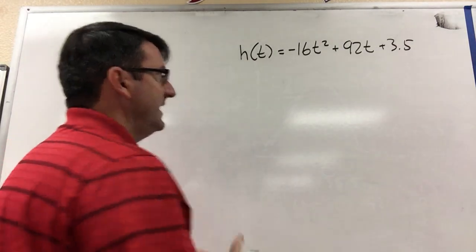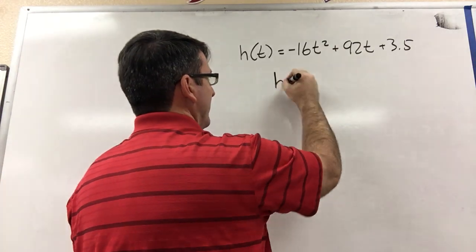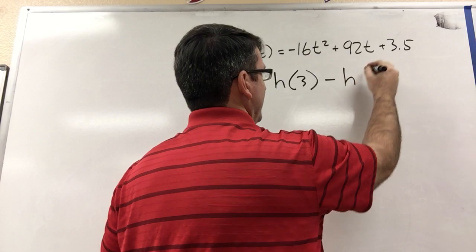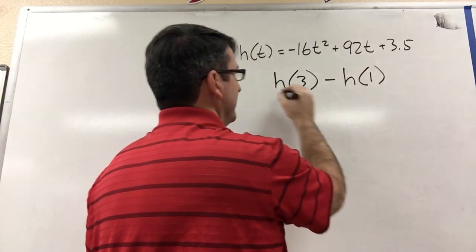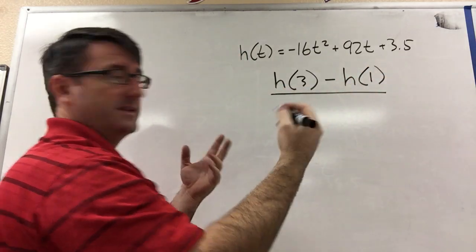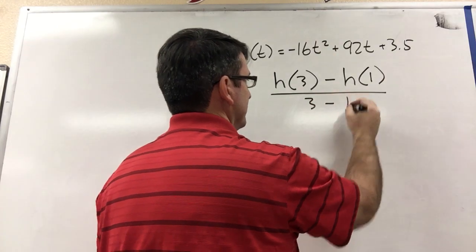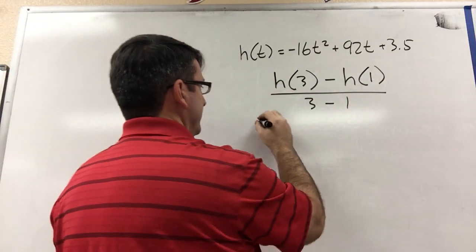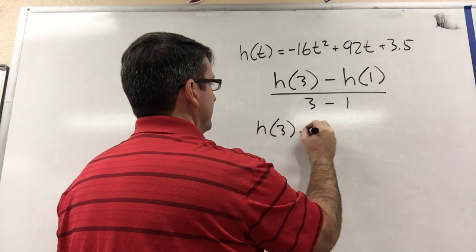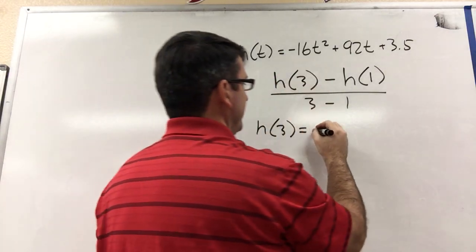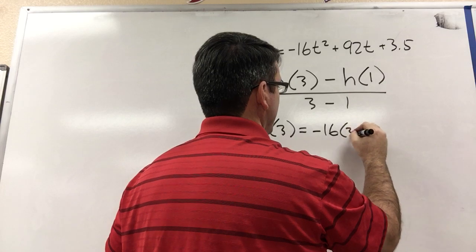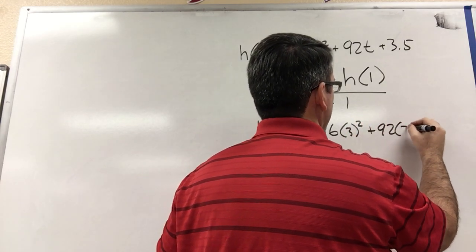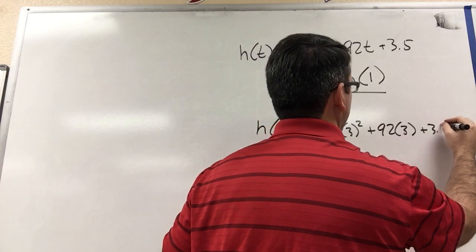So the change in the height is going to be whatever the height is at 3 seconds minus whatever the height was at 1 second, divided by the change in the time. That was 3 seconds minus 1 second. So let's plug these in, figure out what h of 3 is. Plug in 3, you get negative 16 times 3 squared plus 92 times 3 plus 3.5.